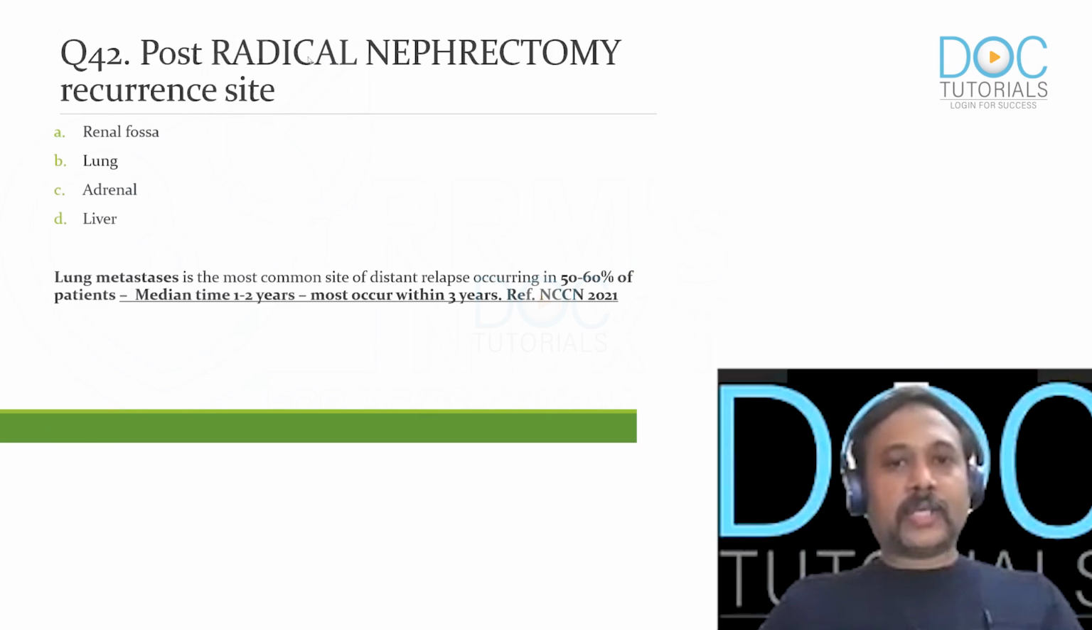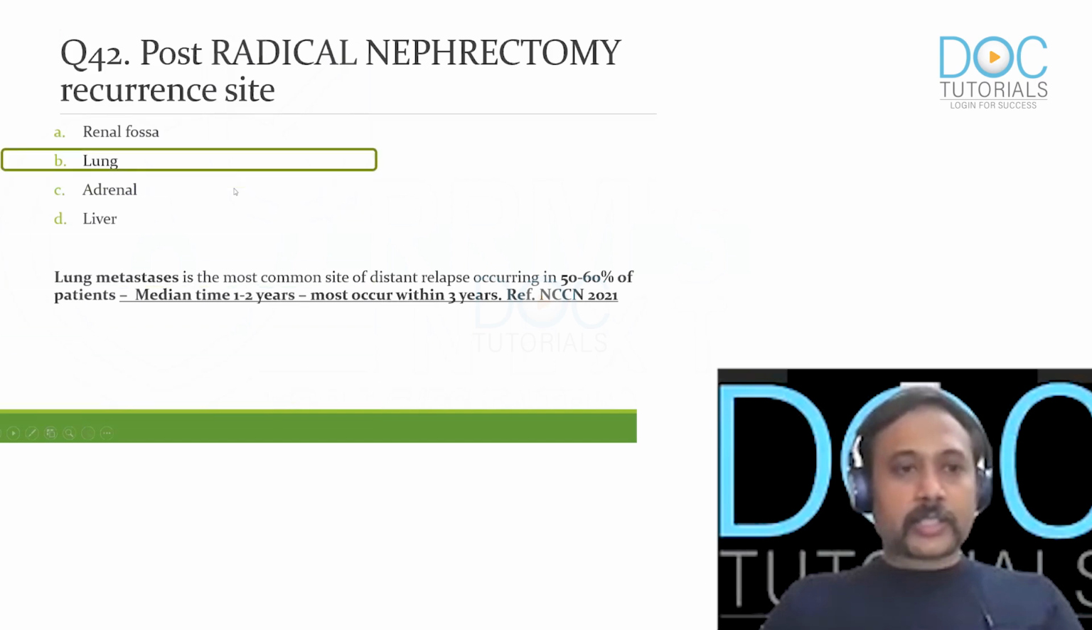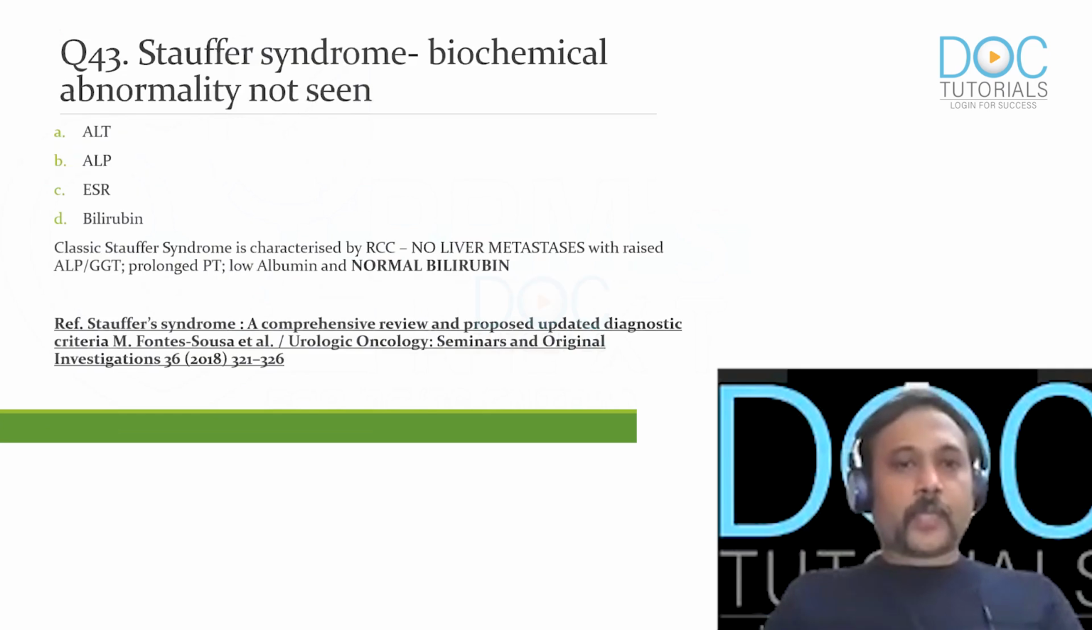Here the question was on radical nephrectomy. With partial nephrectomy, yes, you will have a higher incidence of renal fossa recurrences. So the doubt here will be between renal fossa and the lung. For this, the answer is clear cut: it is the lung. The time taken is around 1 to 2 years, and most of them occur within the first 3 years. Lung metastasis is the most common site, happening in about 50 to 60% of patients. This was in the discussion part, where there is a reference to this.